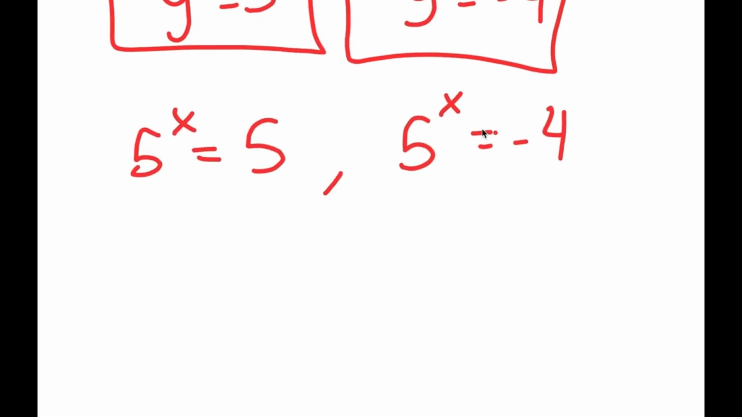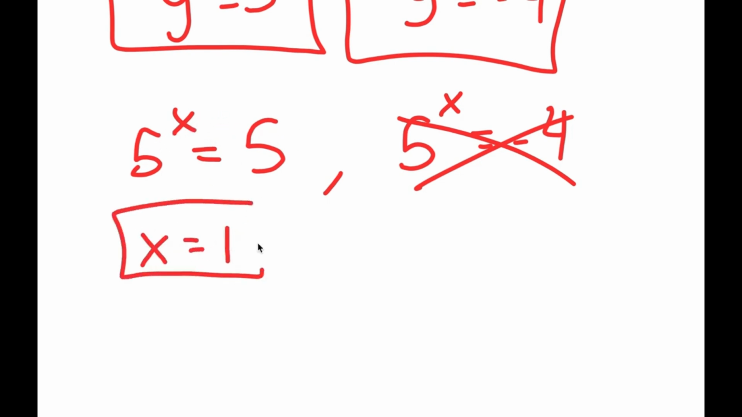So let's look at this equation over here. 5 to the power of x equals negative 4. Well, we can't take the power of a positive number and turn it into a negative number, meaning this equation has no solution. And for 5 to the power of x equals 5, to solve this, for other exponential equations, we would have to take the log and do a bunch of other stuff. But as over here, we could just see 5 to the power of 1 is going to equal 5, because anything to the power of 1 is itself. So this is my solution.